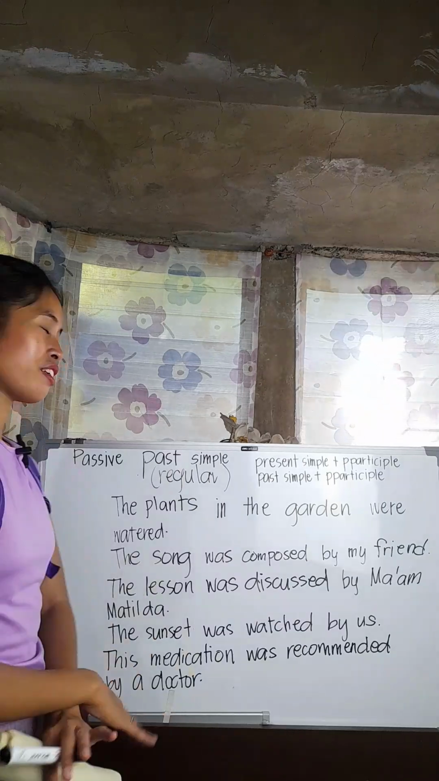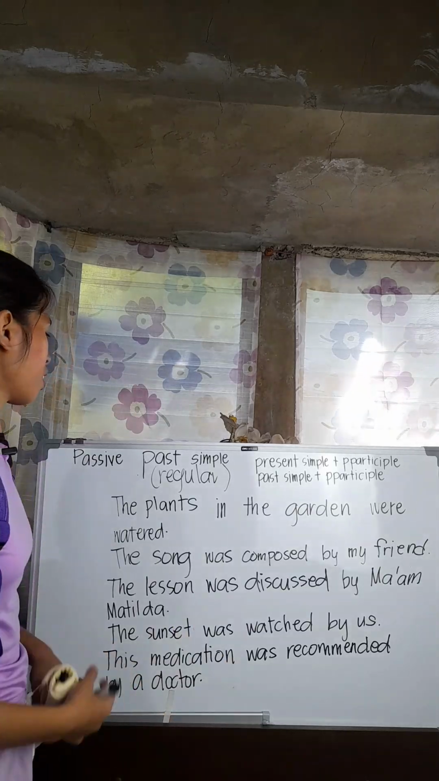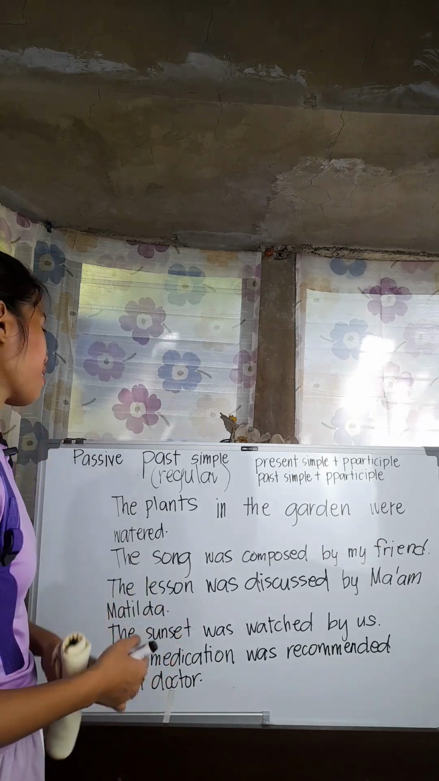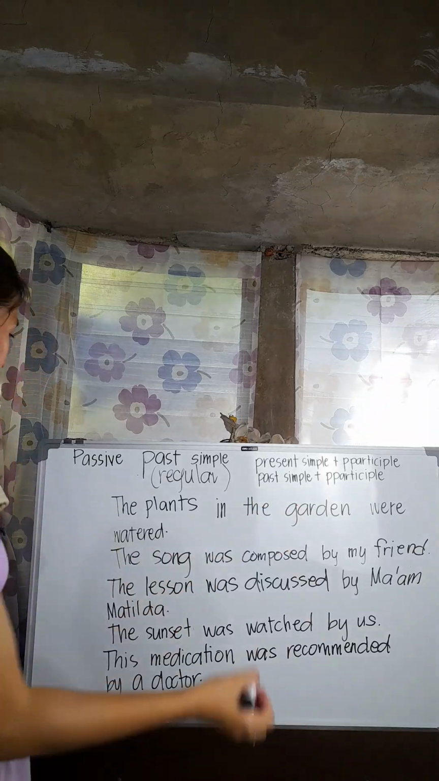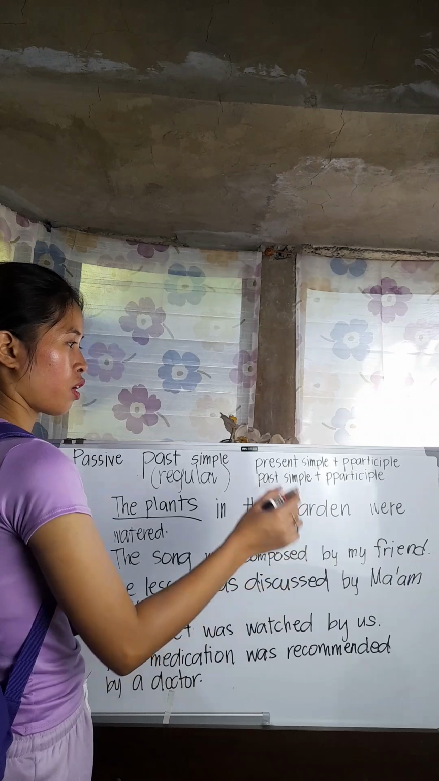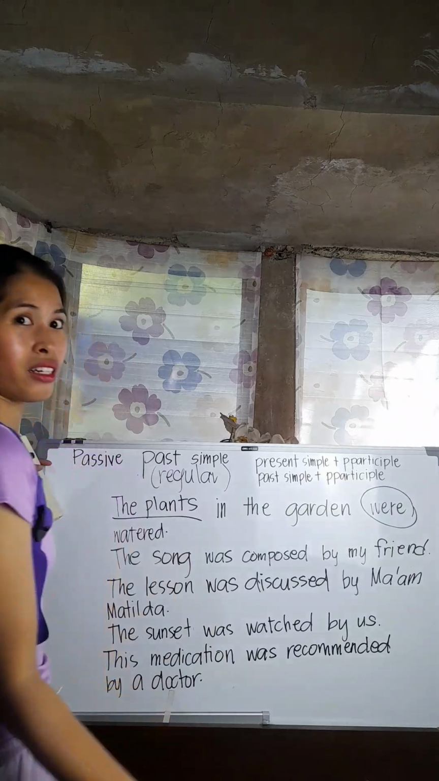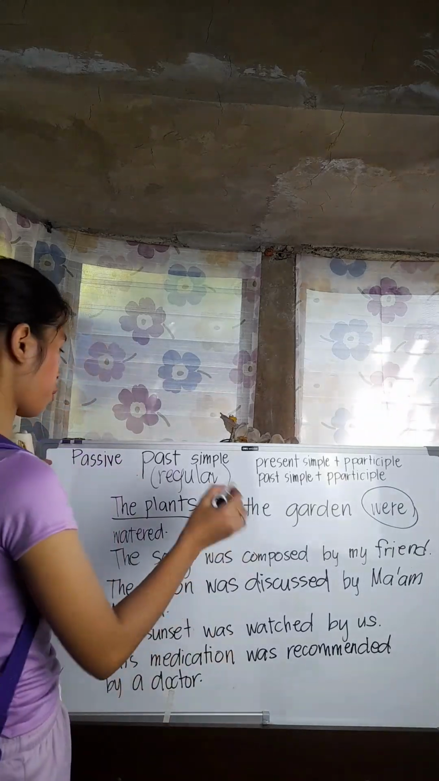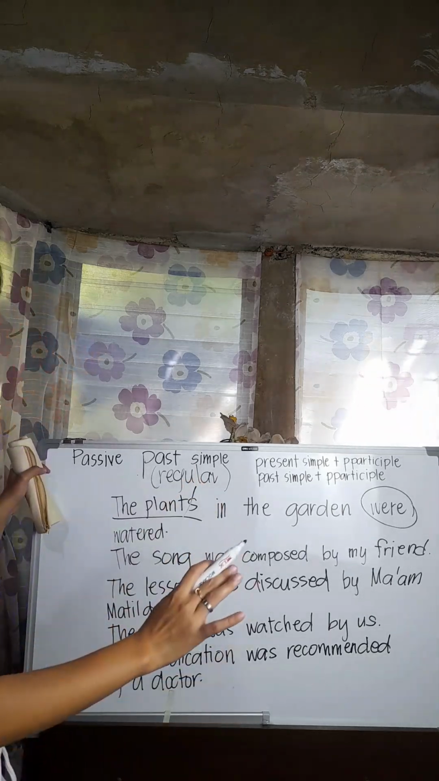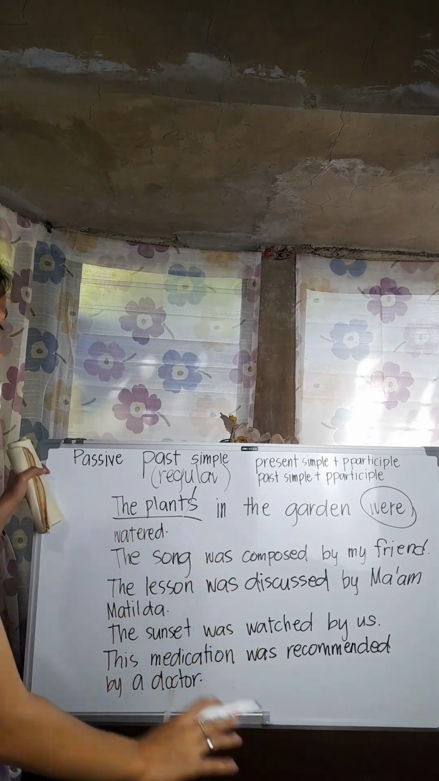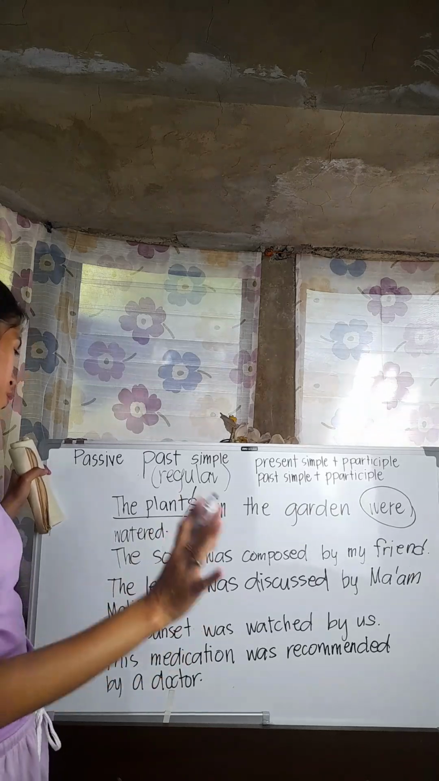Alright, so we were done replacing the present simple into past simple. For the sixth sentence, the plants in the garden were watered. The subject, the plants. The past simple, were. Why? Because the subject here is plural, with letter S. The past participle, watered.